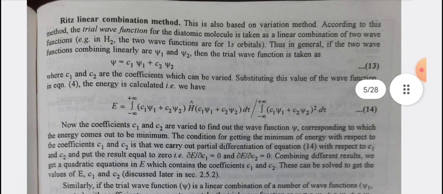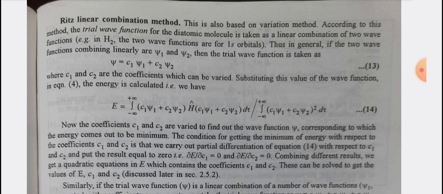Ritz linear combination method. This is also based on the variation method. According to this method, the trial wave function for the diatomic molecule is taken as a linear combination of two wave functions. Example, in H2, the two wave functions are of 1s orbitals. Thus, in general, if the two wave functions combining linearly are psi 1 and psi 2, then the trial wave function is taken as psi equals C1 psi 1 plus C2 psi 2, where C1 and C2 are the coefficients which can be varied.